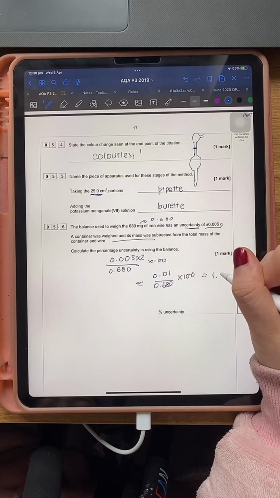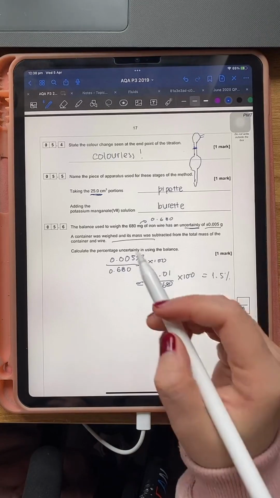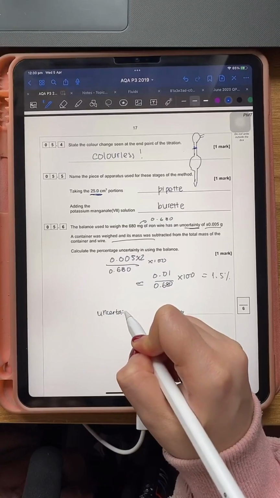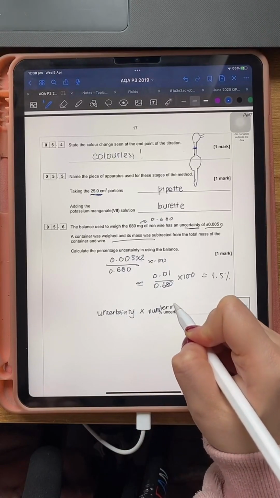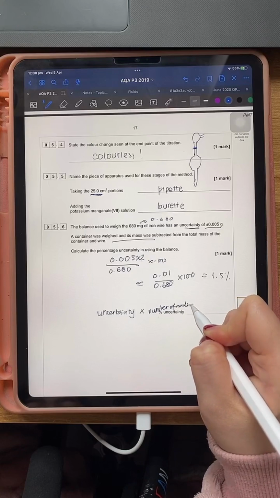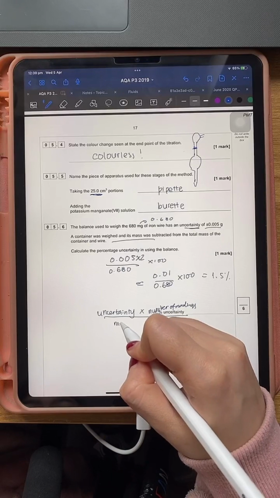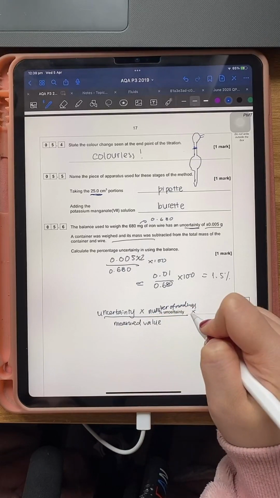So the formula for uncertainty is the uncertainty multiplied by the number of readings over the measured value, usually the mean value, times 100. So you're measuring it twice, so you multiply it by 2.